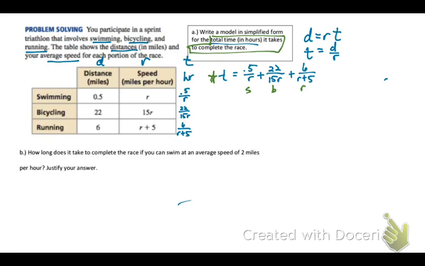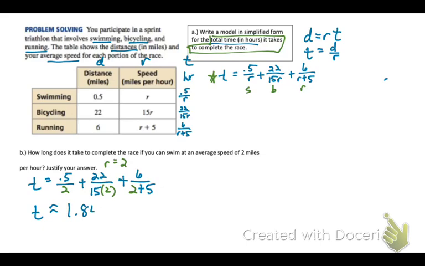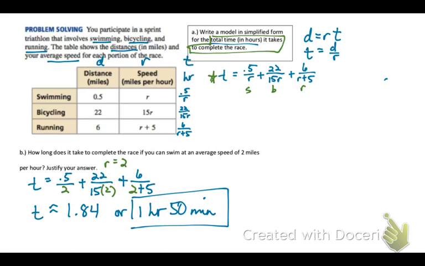Now look at B. It says, how long does it take to complete the race if you can swim at an average of 2 miles per hour? So notice that that's just r. So we're going to plug in 2 for r into our equation. So we have 0.5 divided by 2 plus 22 divided by 15 times 2 plus 6 divided by 2 plus 5. And so now, if you simplify, you would get approximately 1.84 hours. And then if we take the 0.84 times 60 for 60 minutes, that's about 1 hour and 50 minutes.